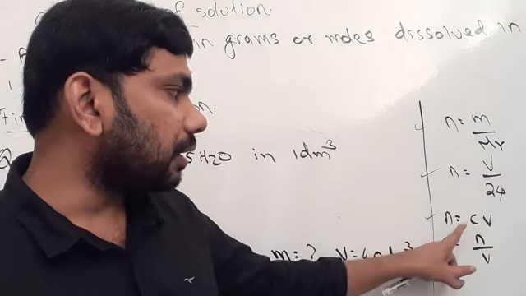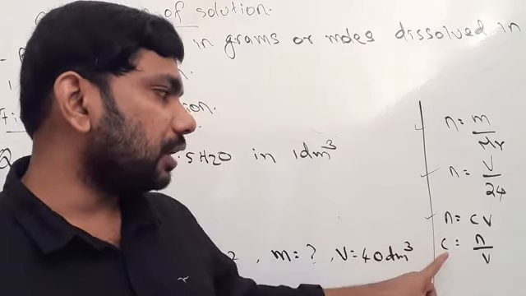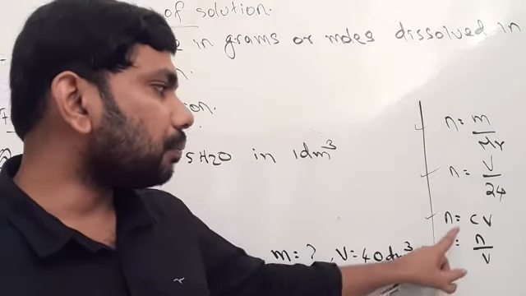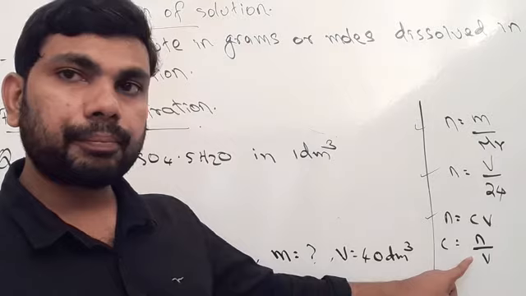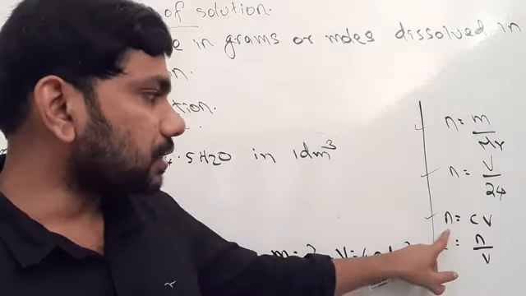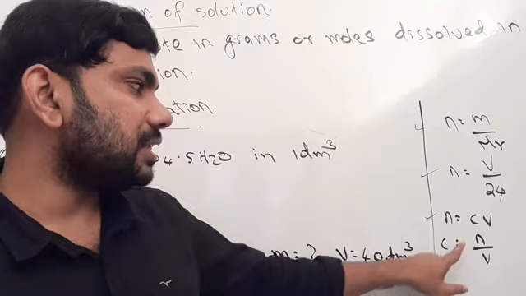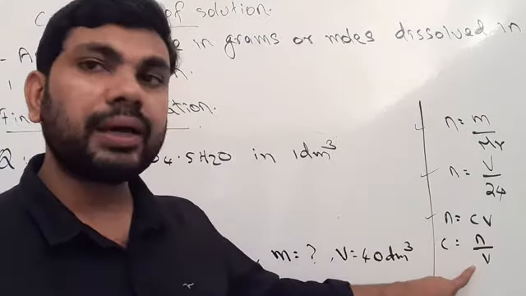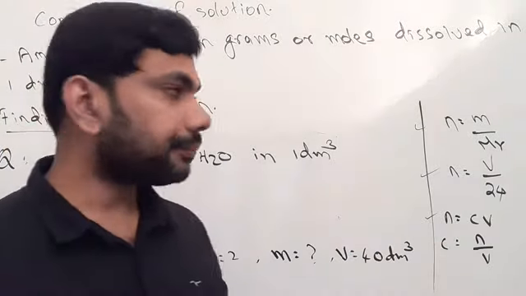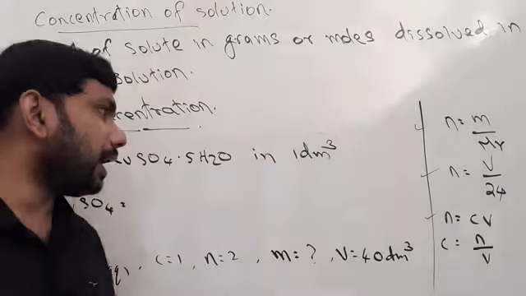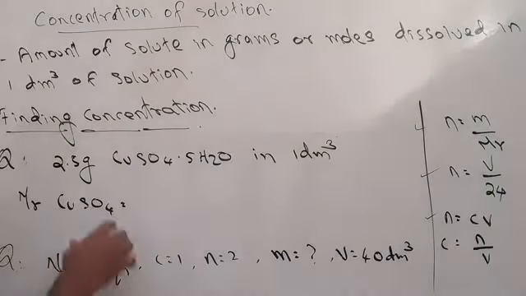After rearranging, concentration means the number of moles divided by volume. Clear? Number of moles is equal to concentration times volume, so concentration is the number of moles divided by volume. Clear? So based on this, we have one question here.